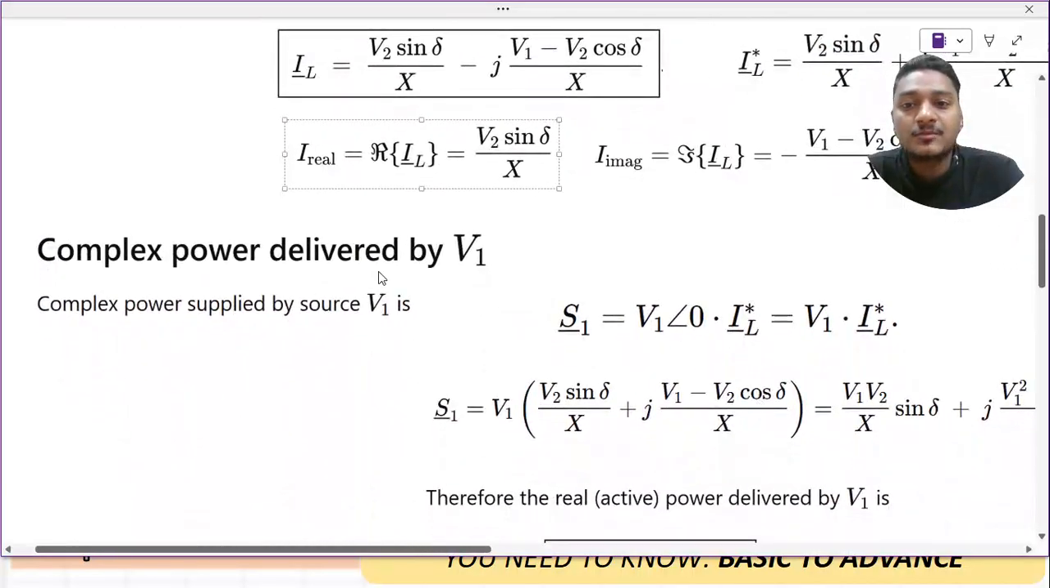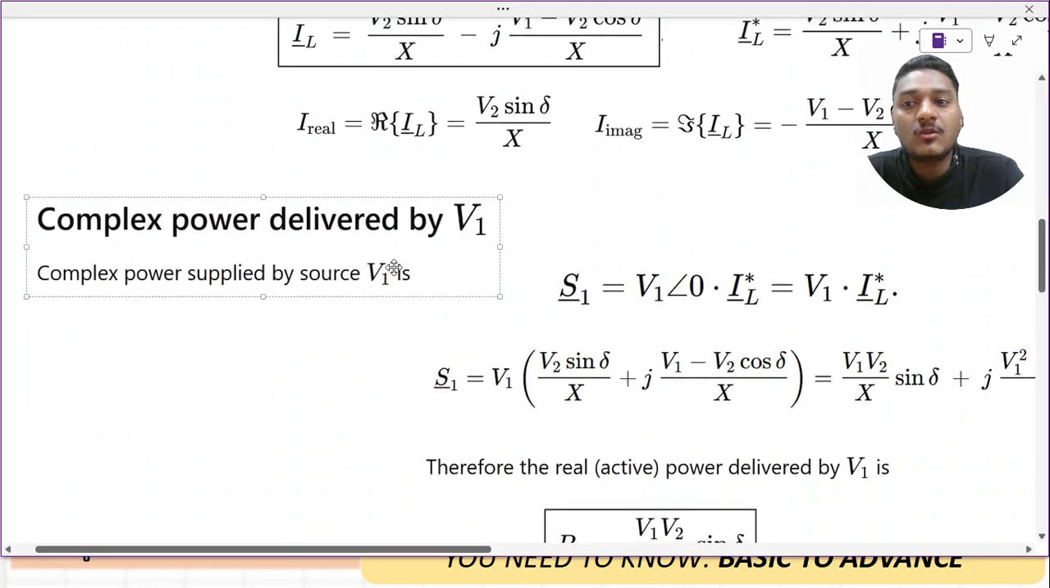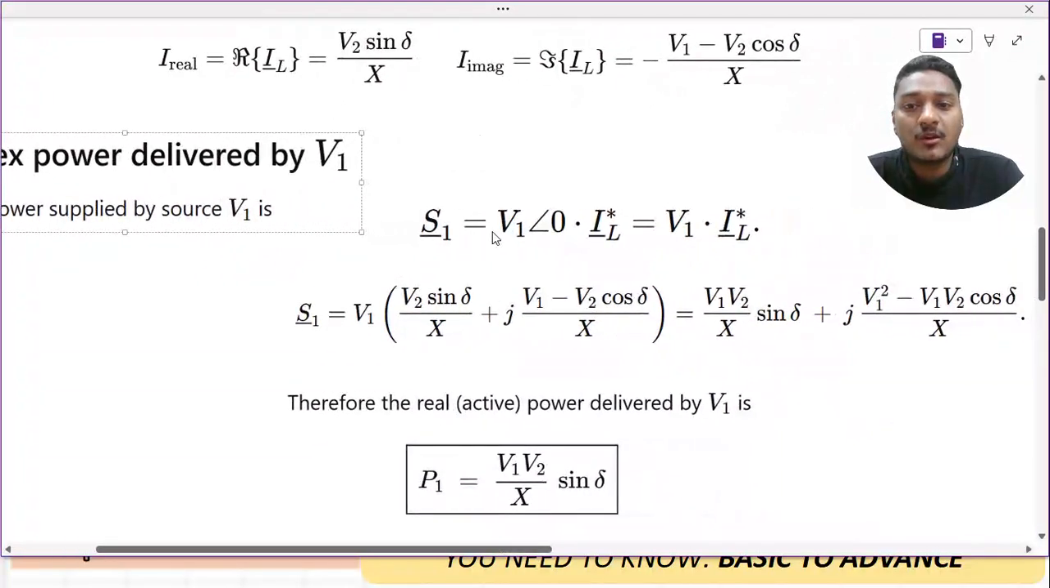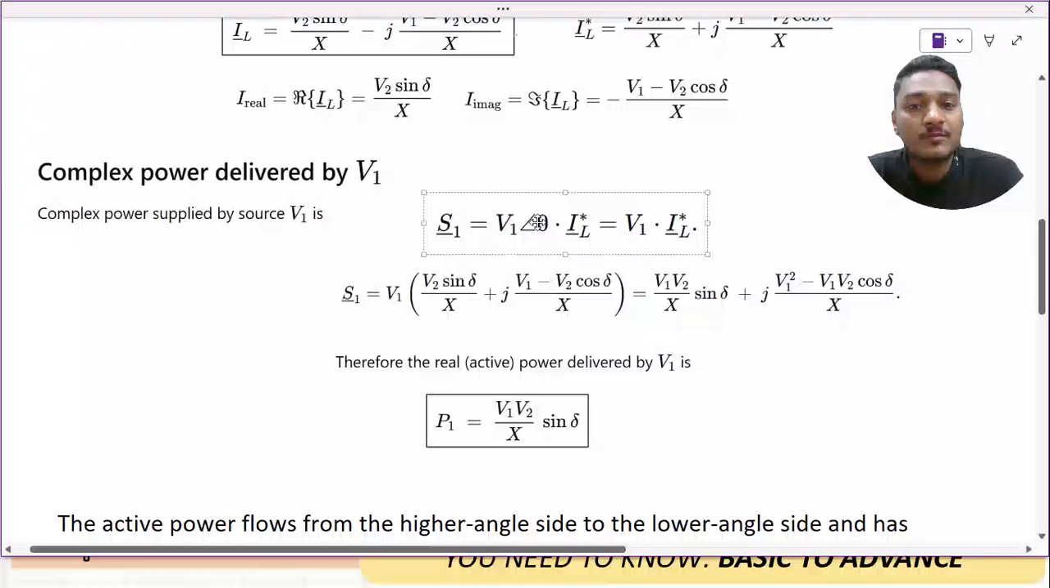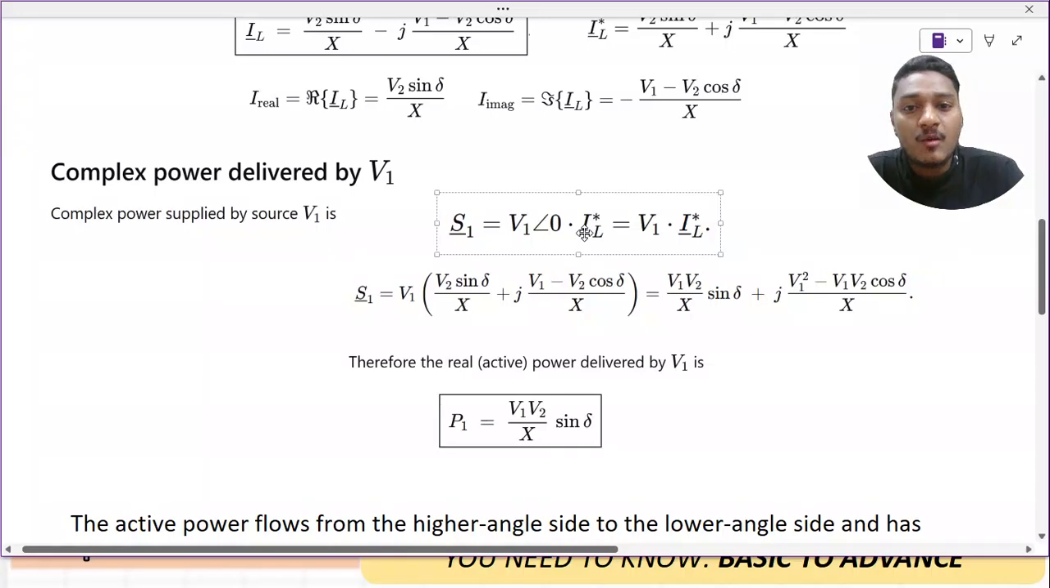Now the complex power delivered by V1. We know that power will flow from V1 to V2. So what is the formula for the complex power delivered by V1? S1 is V1 at an angle of 0 into IL conjugate. We know VI conjugate is the basic formula for complex power.